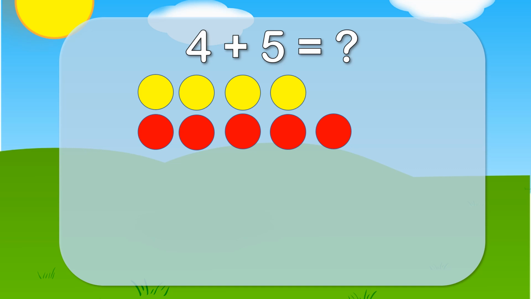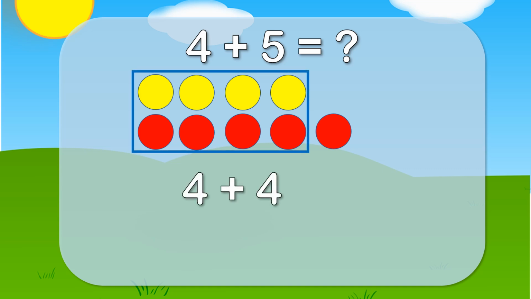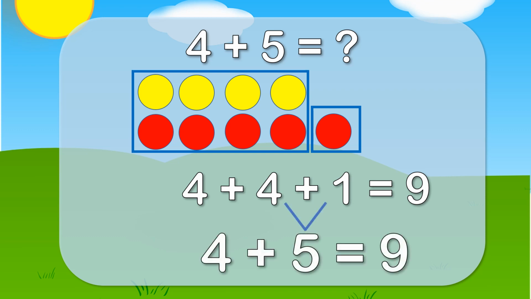Let's try this one, 4 plus 5. What doubles fact is 4 plus 5 very close to? 4 plus 4. So if we already know that 4 plus 4 is 8, we can think about 4 plus 5 as 4 plus 4 plus one more, which would be 9. So that means that 4 plus 5 equals 9.